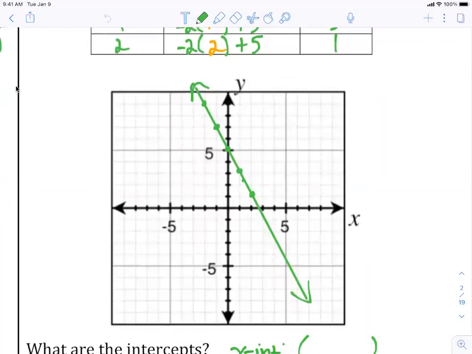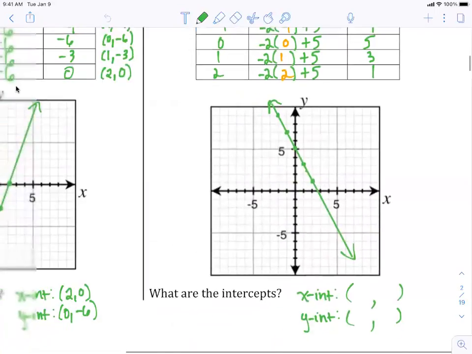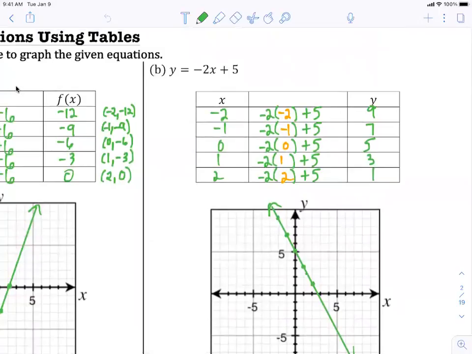So when it comes to graphing though, if you have a point that ends up being out of skew, it doesn't follow the pattern, that probably means you plugged it in incorrectly. So your line, you should have had those as your points: (-2, 9), (-1, 7), (0, 5), (1, 3), and (2, 1).